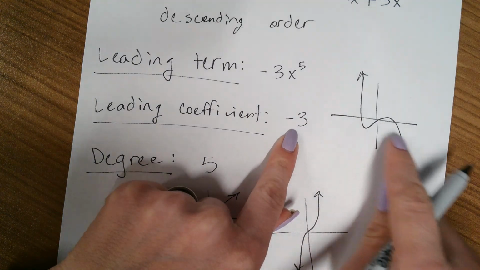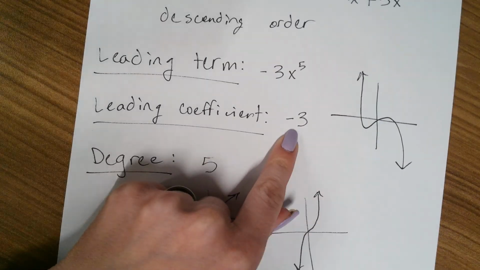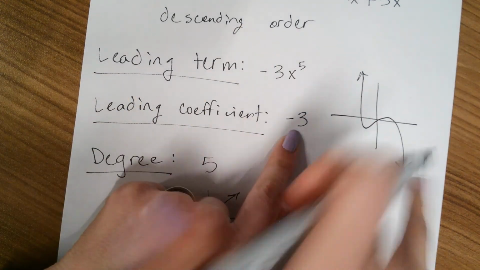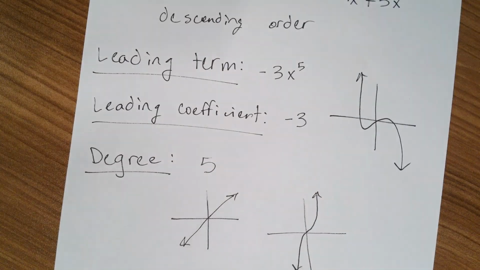I don't know how many x-intercepts it has. I just kind of winged it for a moment, but we can assume it probably has some. Main thing here is I know it's up on the left, down on the right. So that leading term tells us a lot about what that graph is going to look like.